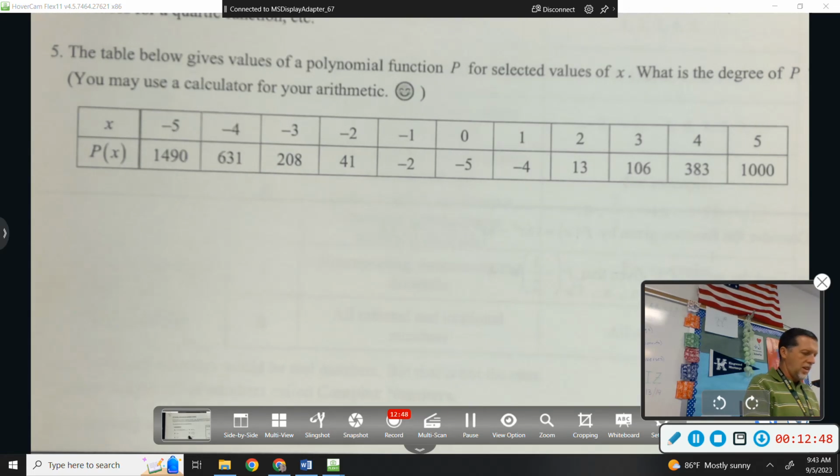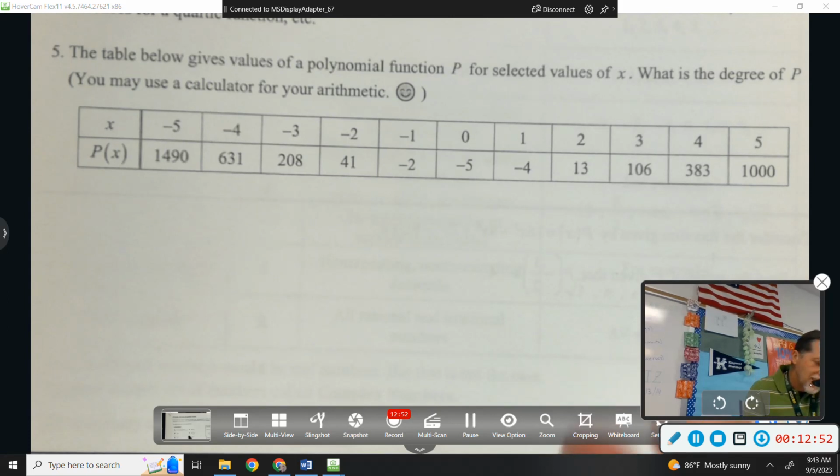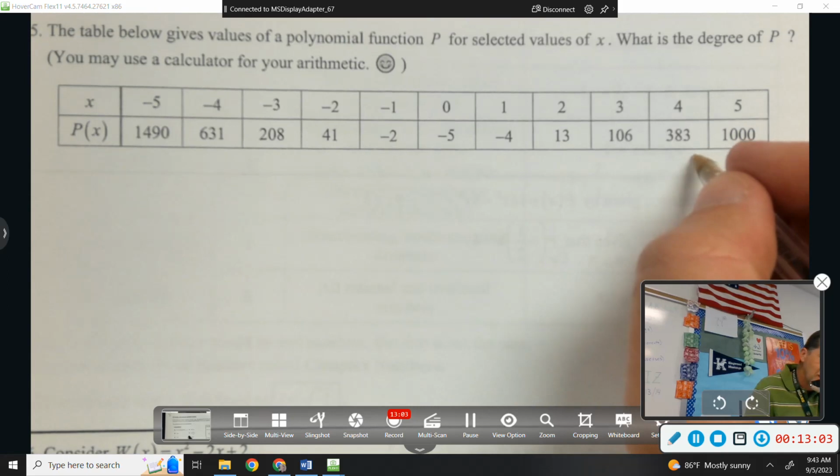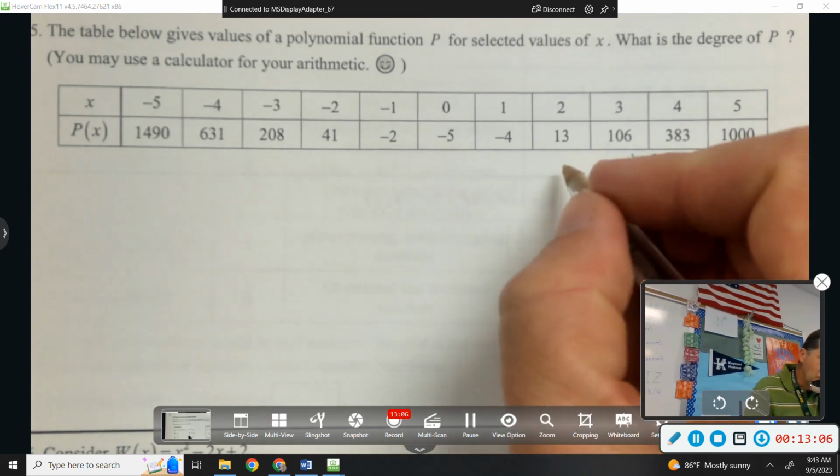Let's see. Just not wanting to do this problem. Do you know how to do this problem? Differences.